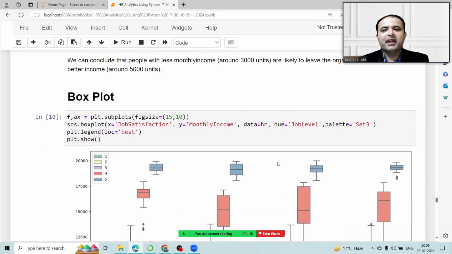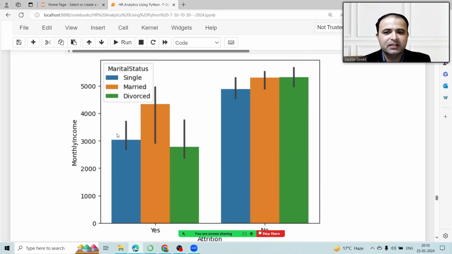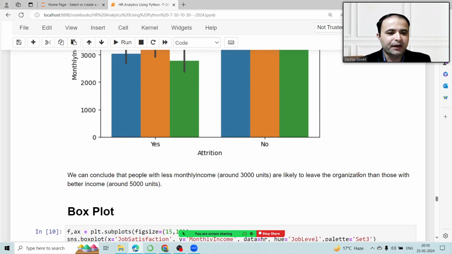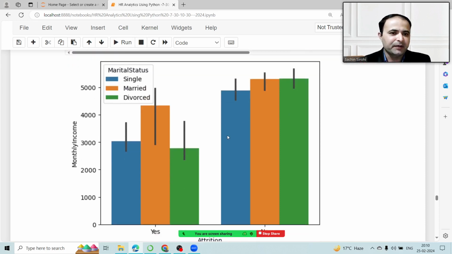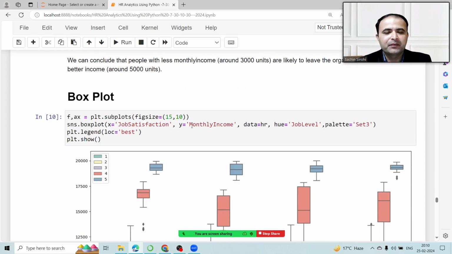Now, we can conclude that people with an income less than 3000 have high attrition, so they are leaving the organization, and those with a better income, around 5000 units, are still working. So we found the major problem: salary, or monthly income. Now we want to analyze more with a box plot chart, which is a beneficial and mostly used example in statistics. You will see that most of the charts belong to the Seaborn library.